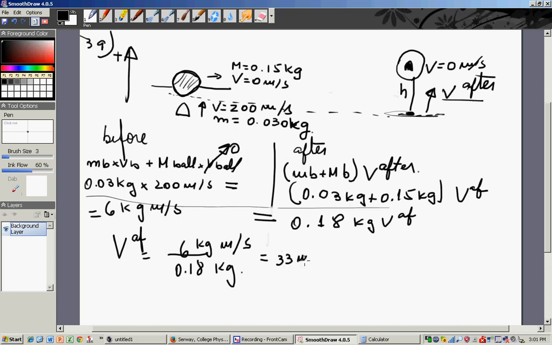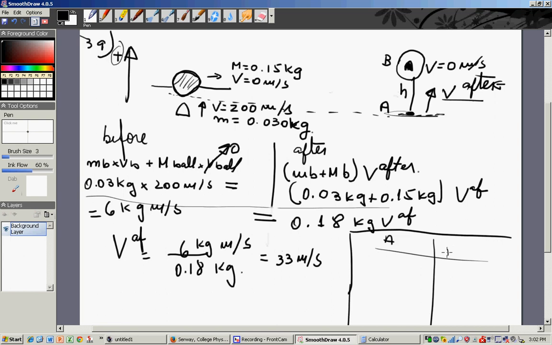And the positive is telling me that velocity is upward. Okay, so now I have my velocity after, and then I can go on to calculate the height using conservation of energy. I have position A, position B, and I do my little energy diagram, A and B, and then I go down the list of energy available. Which energy do I have in A?